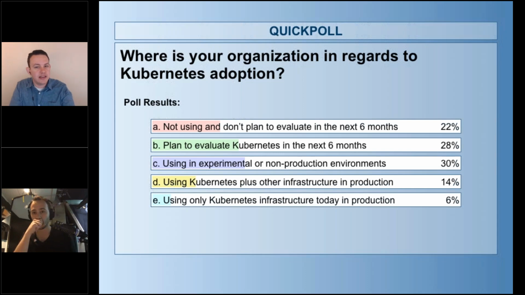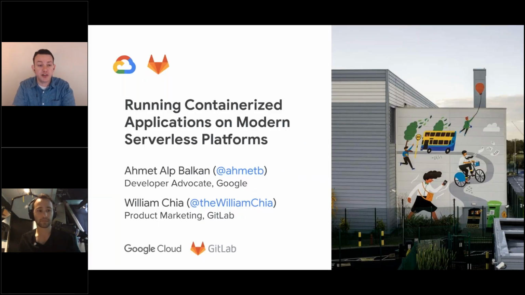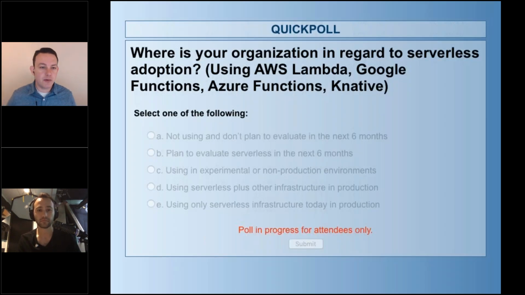The last question we have is the same question, but in regards to serverless. So of course, we'll be talking about serverless today on the webinar. And so the question would be, where is your organization at in terms of serverless adoption? And a similar question, either not using it, not planning to, let's say in the next 6 months, or some level of adoption. And today we'll be talking specifically about using containers with serverless, but this could be any serverless technology, you know, Lambda or Google Functions. Where's your organization at?